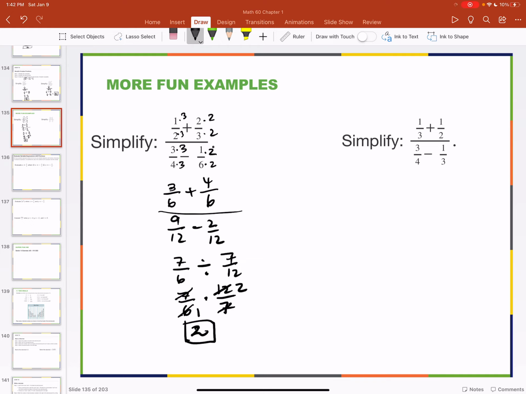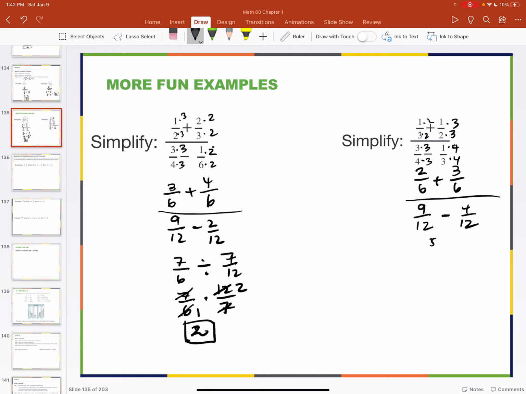Okay. All right, so now this one, similar. Oh, is this the same problem? No, it's very close though. So we have 1/3 and 1/2. So times 2 over 2 and times 3 over 3. This is 2/6 plus 3/6 on the top. And on the bottom, this is going to be 12 times 4, right? So 9 over 12 minus 4 over 12.